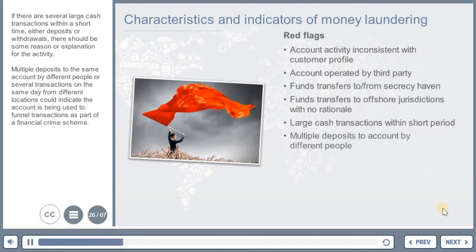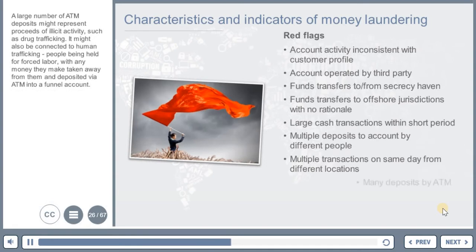Multiple deposits to the same account by different people or several transactions on the same day from different locations could indicate the account is being used to funnel transactions as part of a financial crime scheme. A large number of ATM deposits might represent proceeds of illicit activity, such as drug trafficking. It might also be connected to human trafficking, people being held for forced labor, with any money they make taken away from them and deposited via ATM into a funnel account.